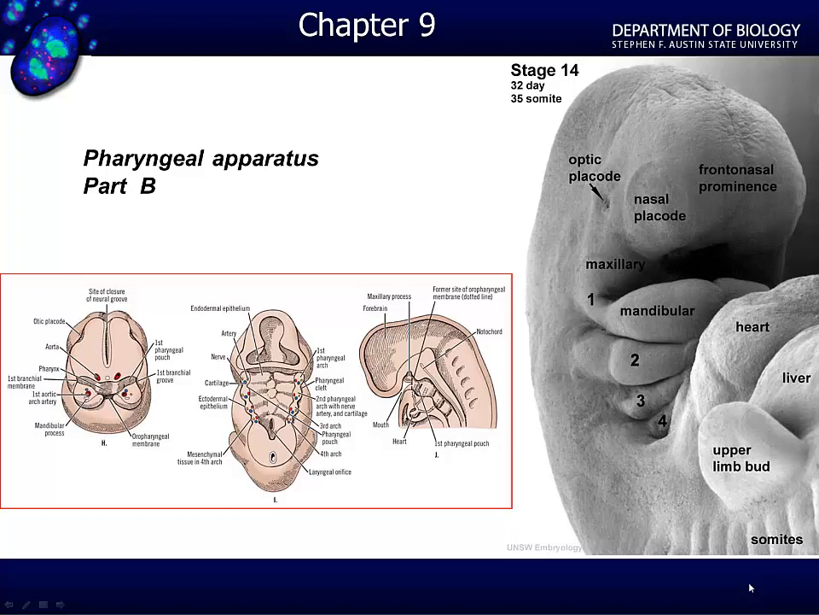Welcome to our second podcast on the pharyngeal apparatus, the development of the face, head, and the neck region. We're going to pick up where we left off, and we're going to talk about the development of the salivary glands, and then we'll rapidly move into talking about the development of facial structures.